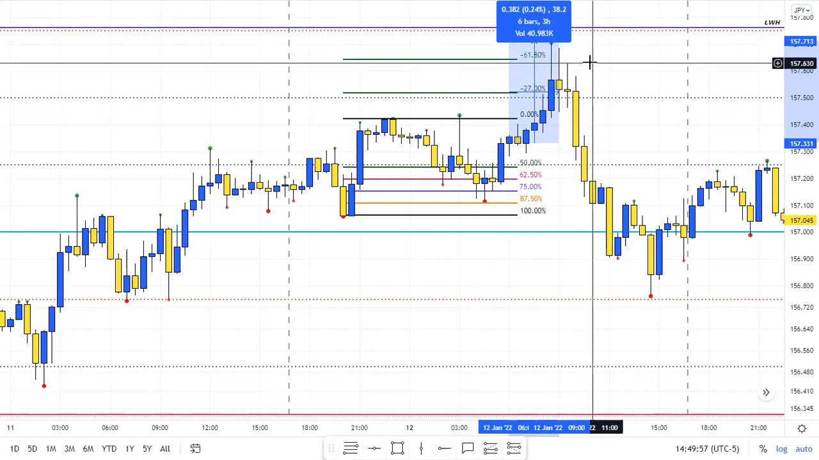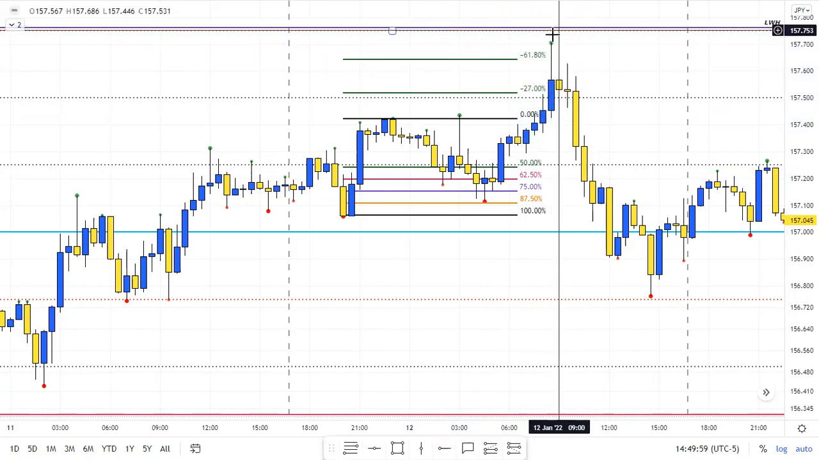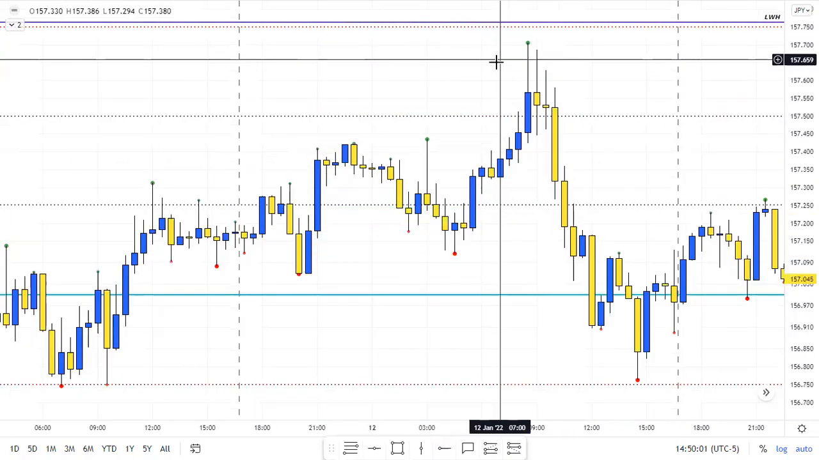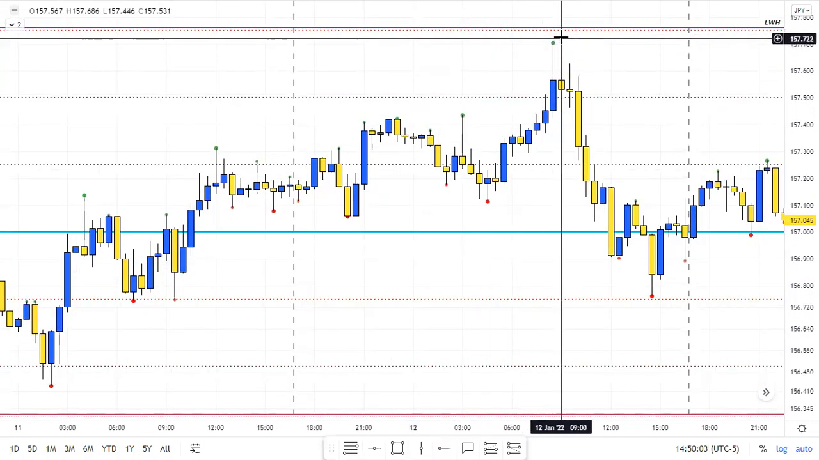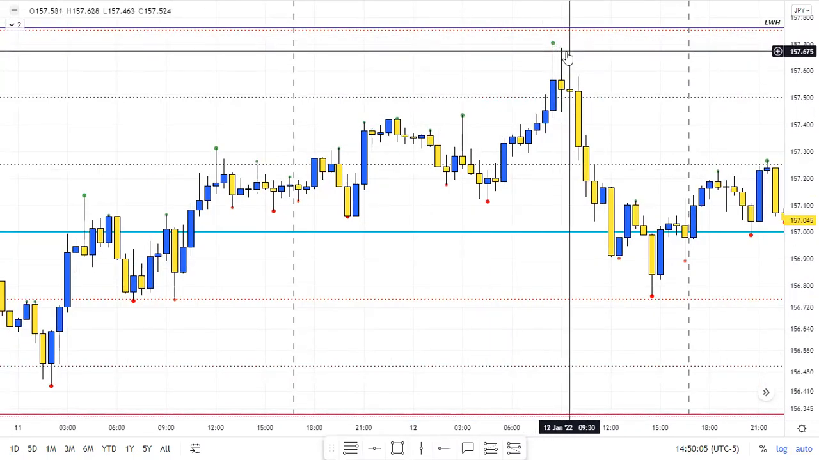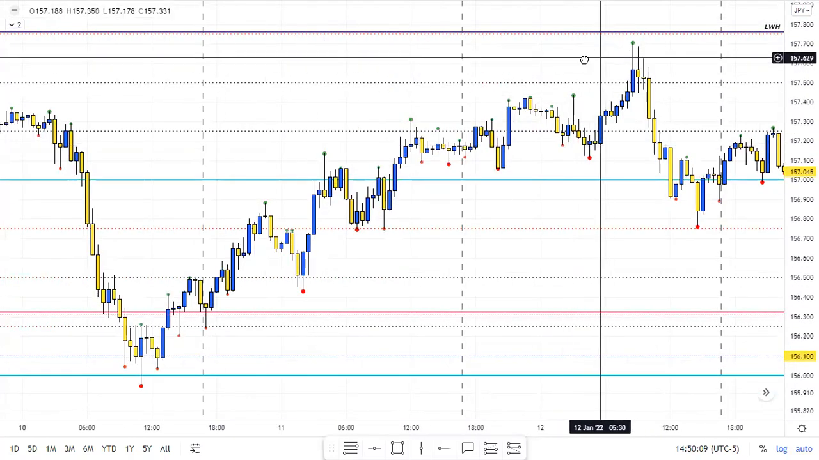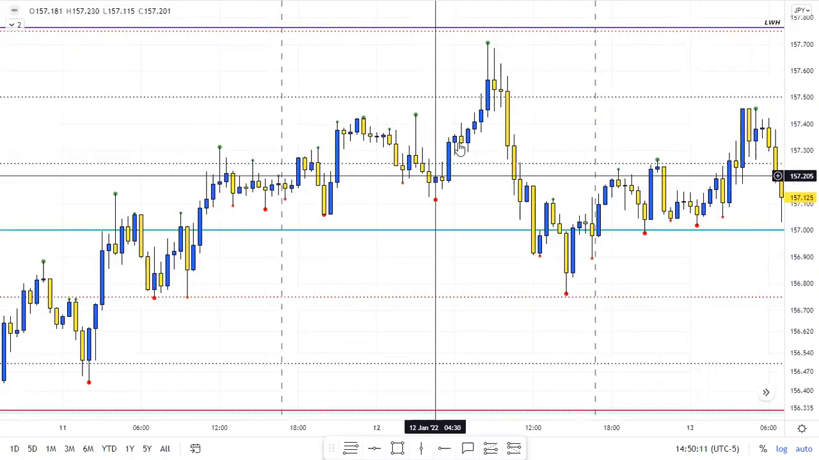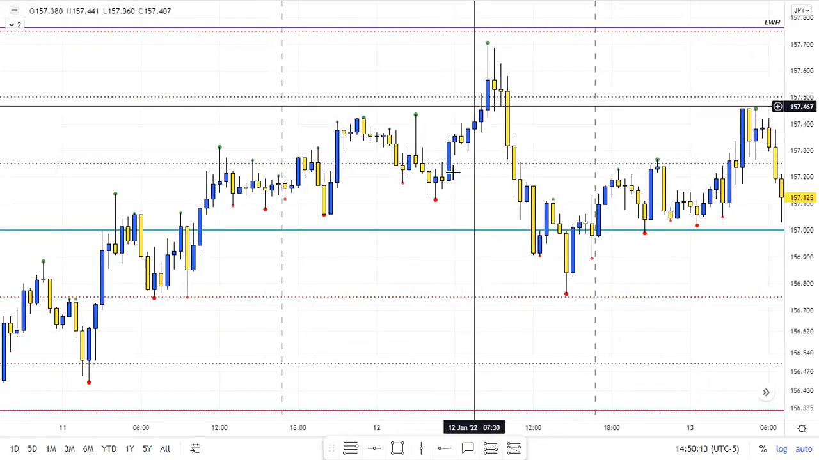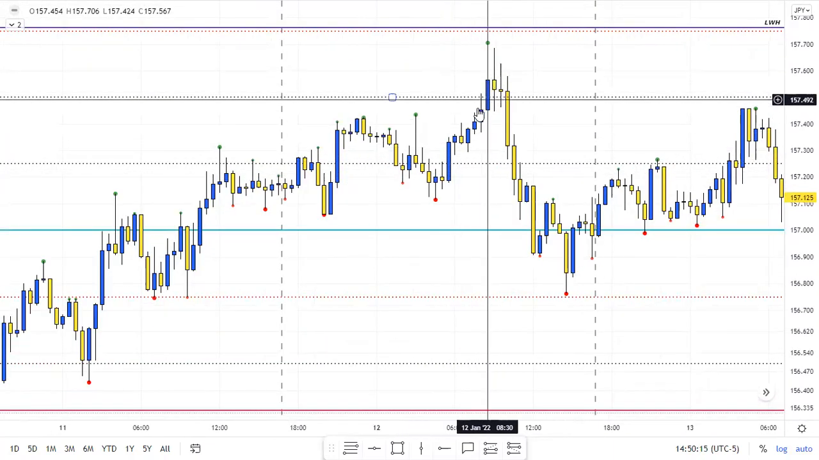We didn't hit the high, but we were a couple pips short of hitting that high. But as you can see, we left that 50% and we were heading towards that high. So that was a nice little move you could have caught right there.